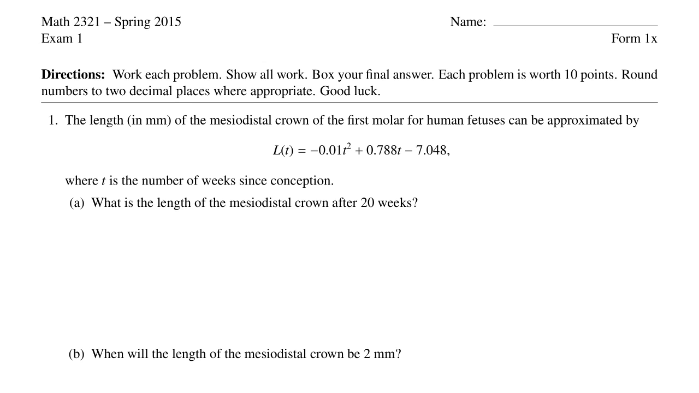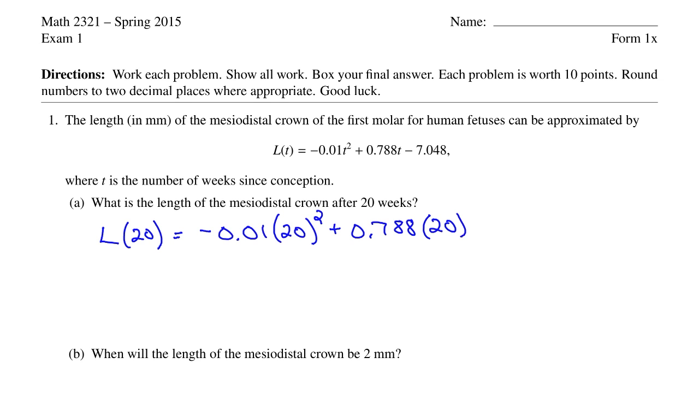So here we want to compute L of 20, which would be negative 0.01 times 20 squared plus 0.788 times 20 minus 7.048, which is equal to 4.71 millimeters.